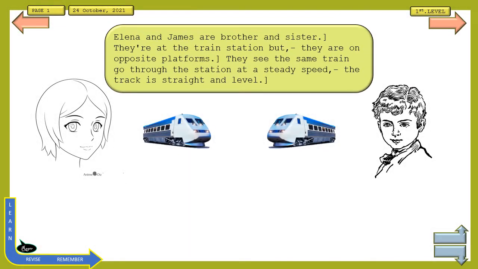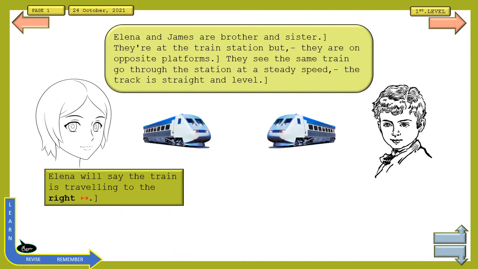Eleanor and James are brother and sister. They're at the train station, but they are on opposite platforms. They see the same train go through the station at a steady speed. The track is straight and level.